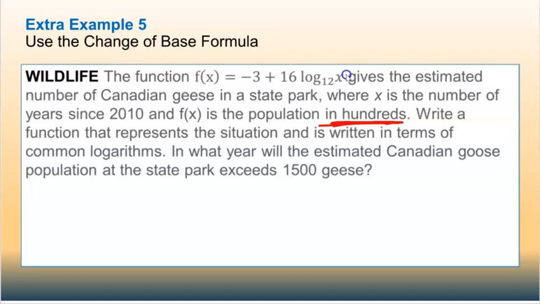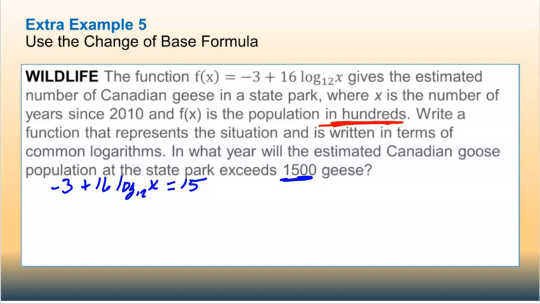f of x is the population of geese in hundreds. Now, if they're saying 1,500 geese, how many hundreds is 1,500? That would be 15 hundreds. So I'm going to put 15 in for f of x. But I'm going to just flip these around first. So it's going to be -3 plus 16 times log base 12 of x equaling 15.